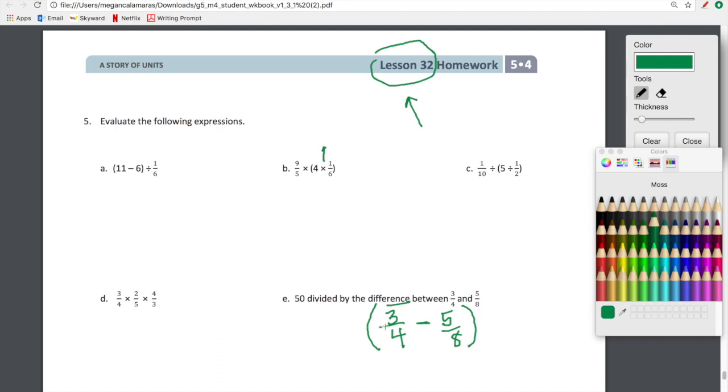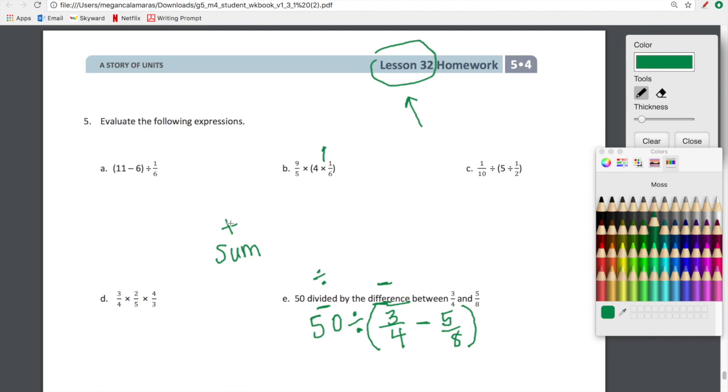Let's protect the difference of 3/4 and 5/8 with parentheses, and then we're going to do 50 divided by the difference of 3/4 and 5/8. So look for these key words, you guys, difference and divided by. It also might be helpful to just write your operation when we see those key words. Other key words, of course, we talked about this today. Sum is addition, you guys know this.